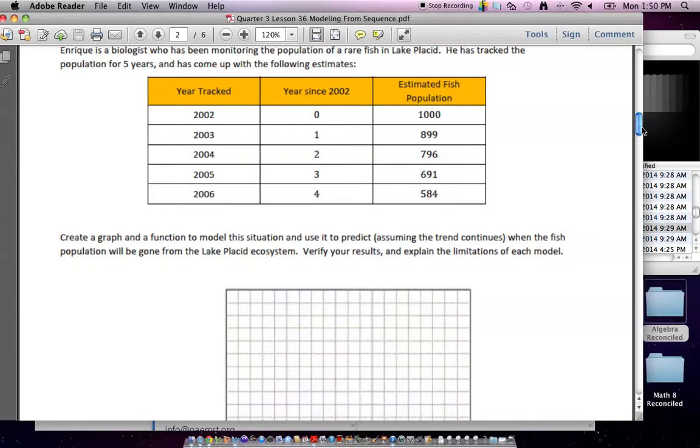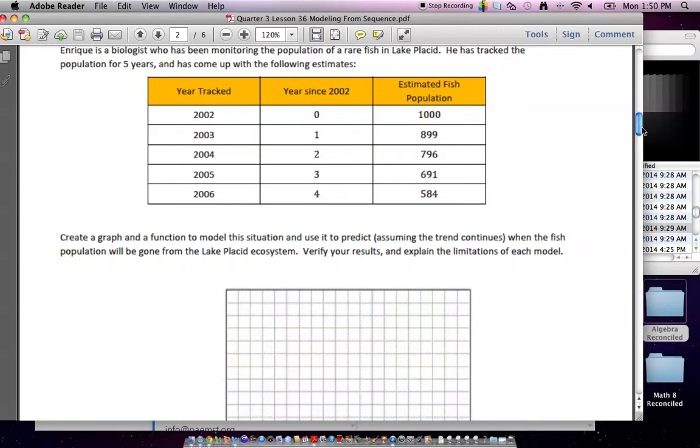Enrique is a biologist who's been monitoring the population of a rare fish in Lake Placid. Now, I happen to think that this is pretty humorous, because didn't they have that movie called Lake Placid with that vicious animal fish in there? He has tracked the population for 5 years and has come up with the following estimates.